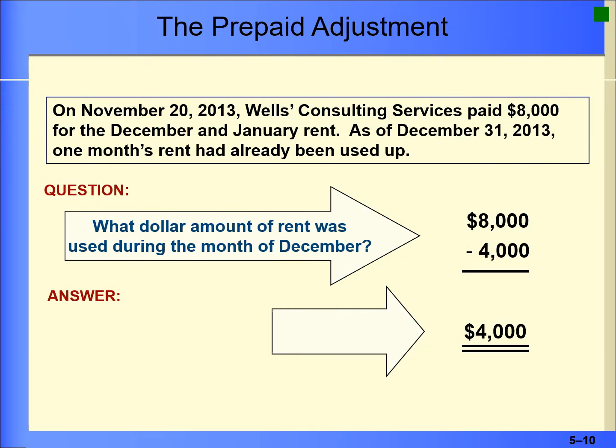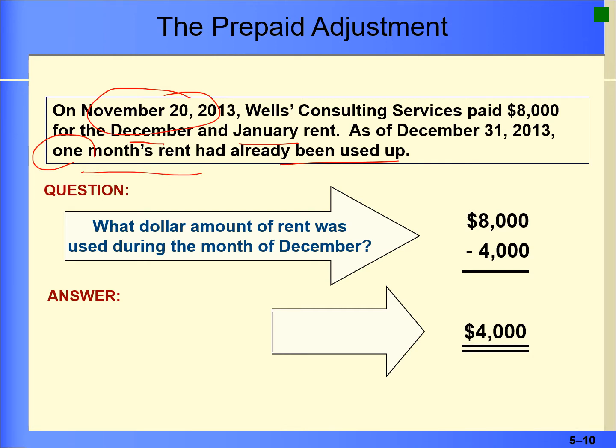Another example tells you that you paid, looks like $8,000 for some rent. And this happened, if you look at the dates, because with adjusting entries, notice it's all about the dates. This happened on November 20th. And it looked like you paid all of December's and January's rent. And then it says as of December 31st, 1 month's rent has basically been used up.